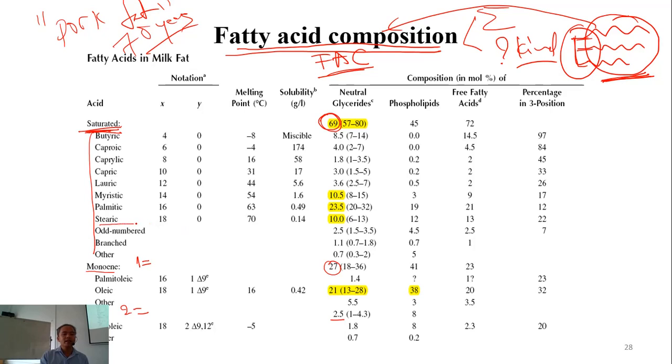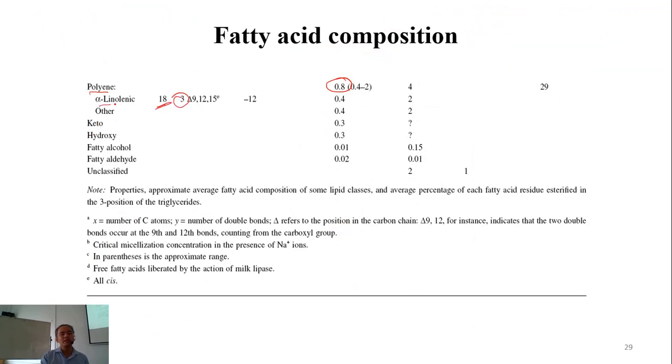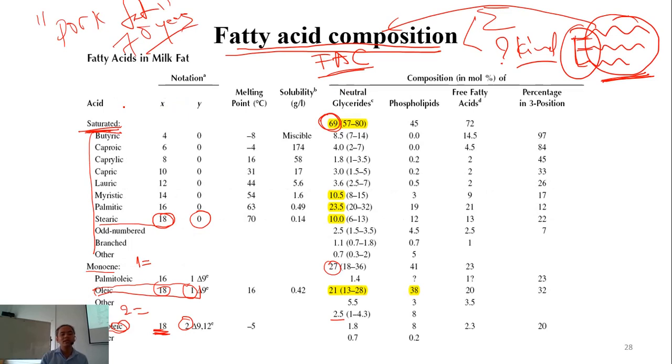Stearic acid has 18 carbon atoms. How many double bonds? No double bond. What is an acid which has the same number of carbon atoms but with one double bond? Oleic. Oleic also has 18 carbon atoms but one double bond. Linoleic, the same number of carbon atoms but two double bonds. Three double bonds, 18C, linolenic. So they have different numbers of double bonds and different names: stearic, oleic, linoleic, linolenic. If you can remember, I think you already saw this in food chemistry.